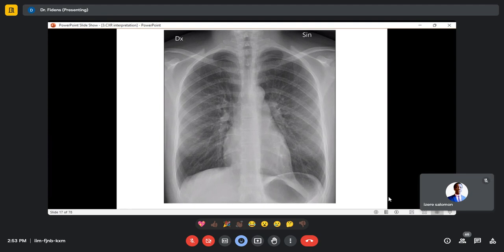Okay. So can you interpret this, or can you decide to repeat it, or is it interpretable? Yes, it is interpretable. You said it is over penetrated. No, it is not over penetrated. There is good penetration. As you can see, the vertebral bodies are not clearly seen. You can see them but not clearly, in the region of the heart, which means that there is good penetration.